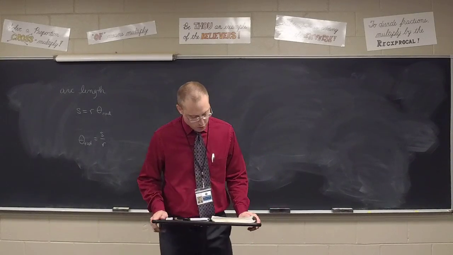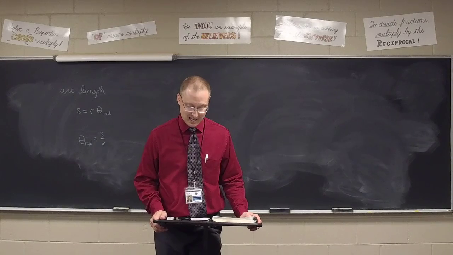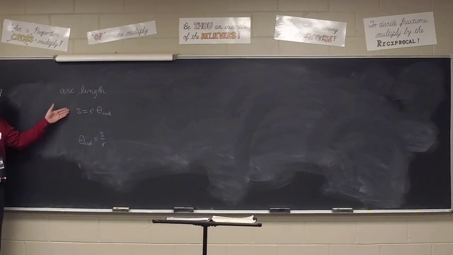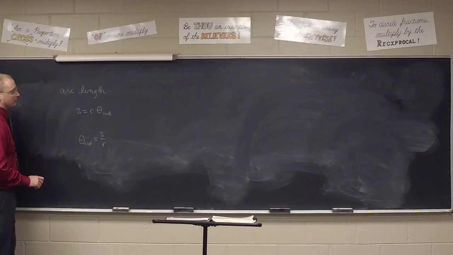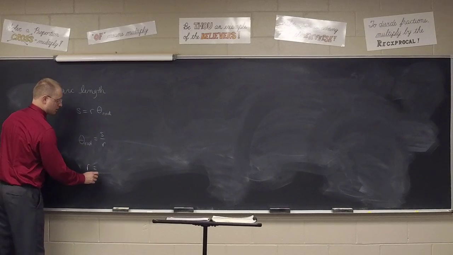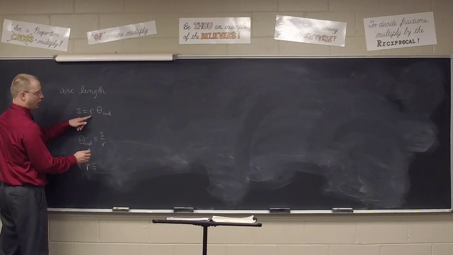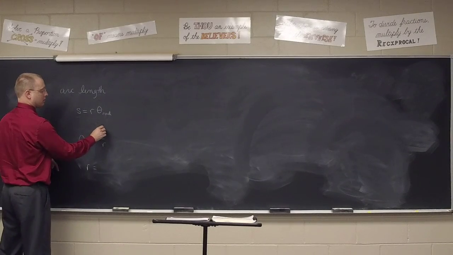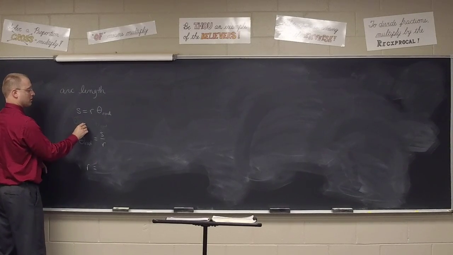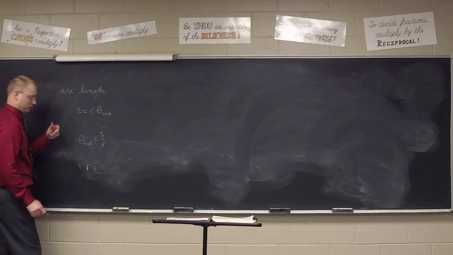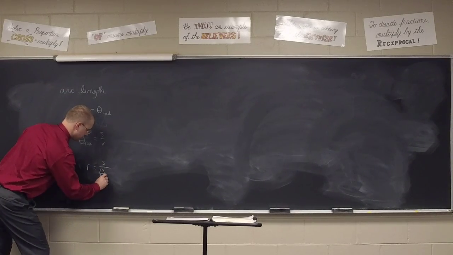Number 10, you were asked for the length of the radius of the circle. Ethan, how do I rearrange this equation to solve for the radius? To get the R by itself, you divide by theta rad. So R equals S over theta rad.